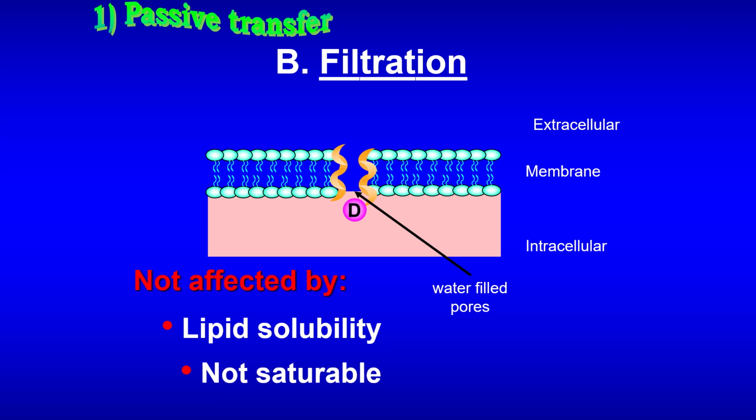Filtration, another essential mechanism of passive transfer. Filtration involves the movement of drugs through water-filled pores in the cell membrane. Here's what makes it unique: it is not affected by lipid solubility, allowing even water-soluble drugs to pass through. Filtration is not saturable, meaning there is no limit to the amount of drug that can be filtered through these pores.